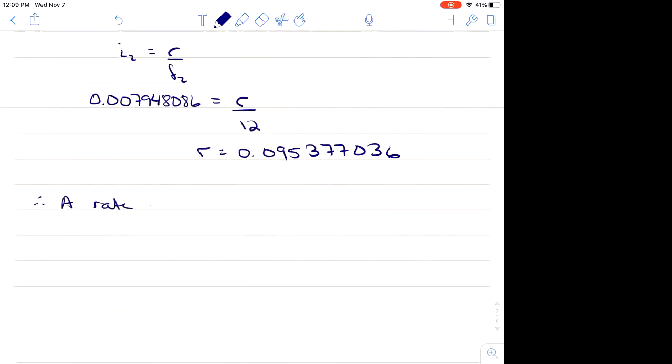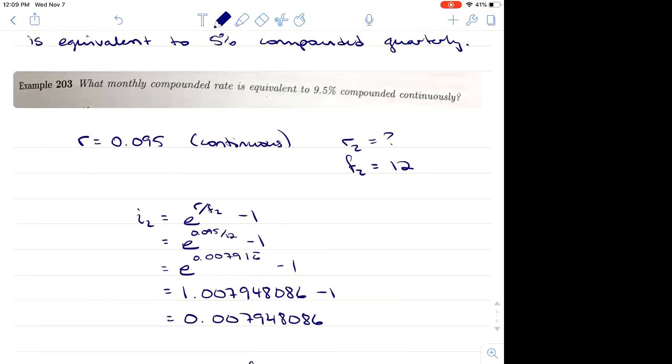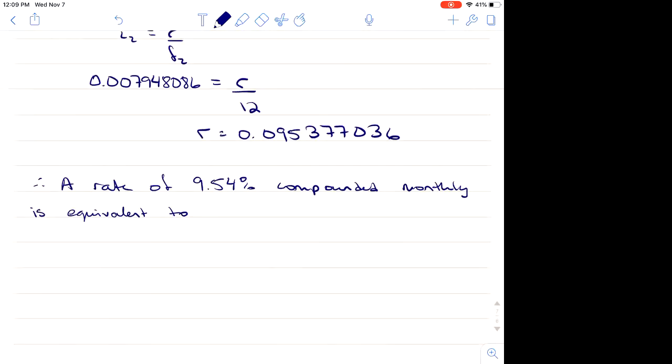Therefore, a rate of 9.54% compounded monthly is equivalent to, what was it, 9.5% compounded continuously.